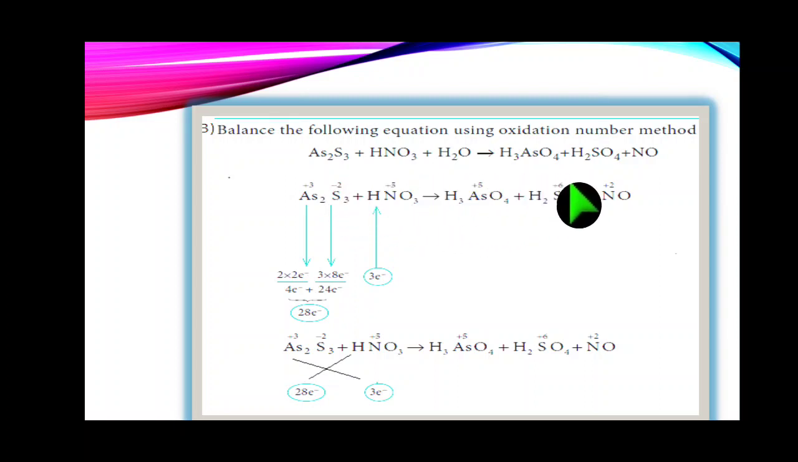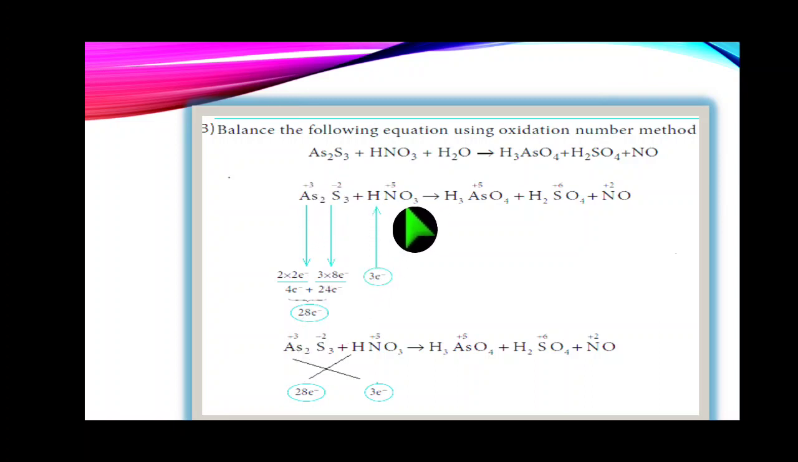So minus 2 to plus 6 means 8 electrons transfer. So 3 into 8. After adding the total, here 4 electrons plus 24 electrons, 28 electrons. The 28 electrons come from arsenic sulfide alone. Okay, isn't it? Arsenic sulfide alone, 28 electrons. This question is exceptional because the next reactant is not an oxidizing agent, it is an acid. Arsenic sulfide dissolves in nitric acid. That's why we have to calculate the total electrons for arsenic sulfide.